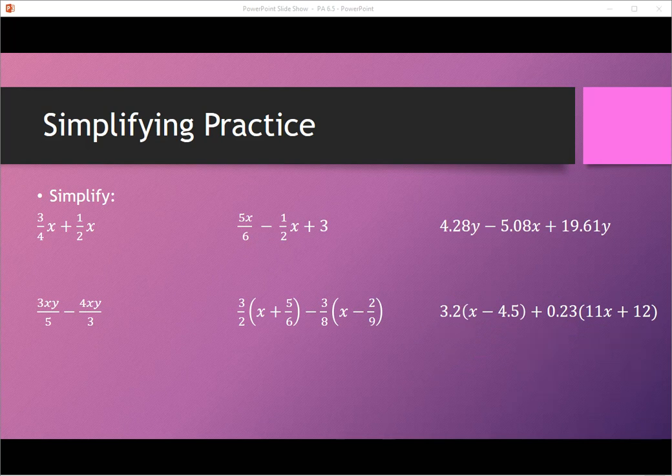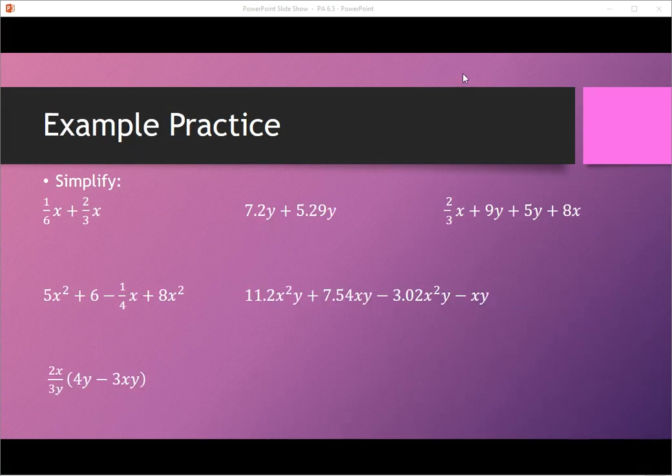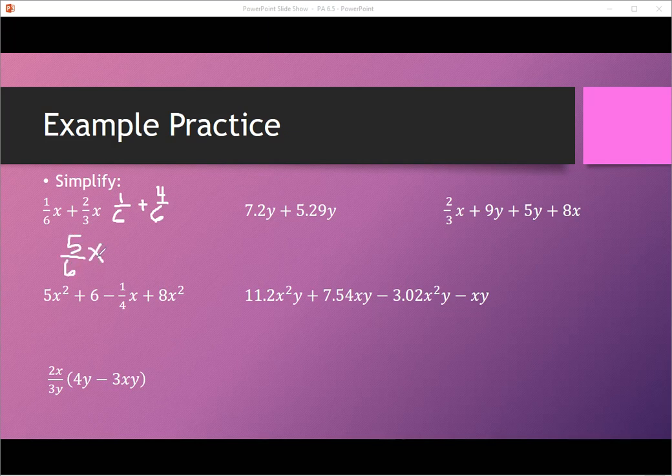All right, let's look at our book examples for these. For the first one, 1/6 x plus 2/3 x. Again, all I'm doing is adding the coefficients together. So I end up with 1/6. Gotta have a common denominator of 6. So I'm going to multiply both of those by 2. Plus 4/6 should give me 5/6 x for this first one.